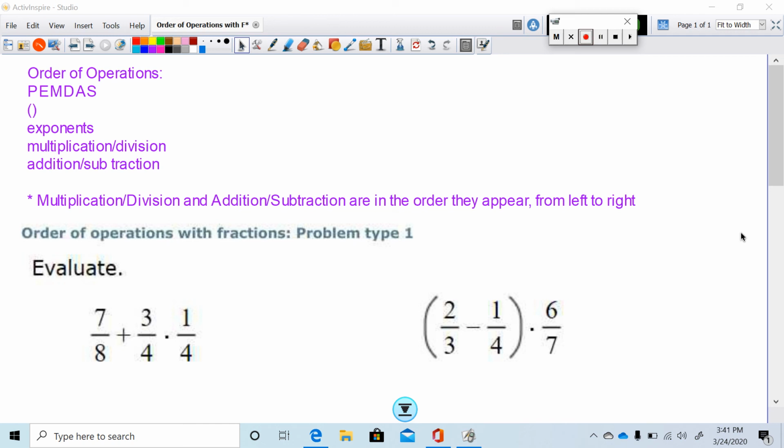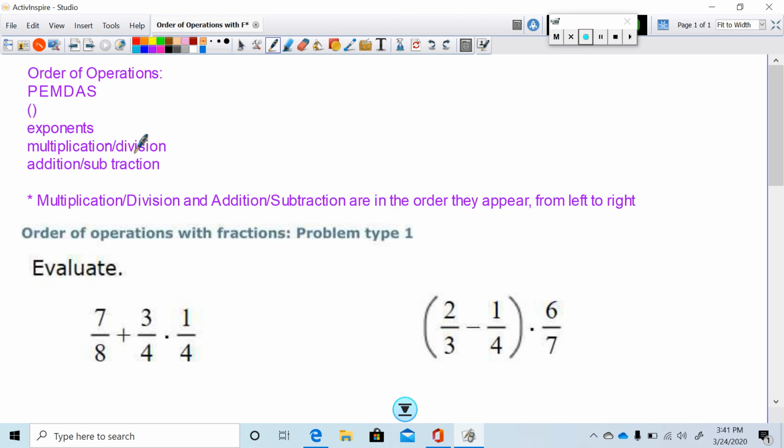Before I do the order of operations, you might have heard it called PEMDAS. It means parentheses, exponents, multiplication, division, addition, subtraction. You've got to be careful because it doesn't mean that multiplication comes before division always. It's in the order they appear from left to right.